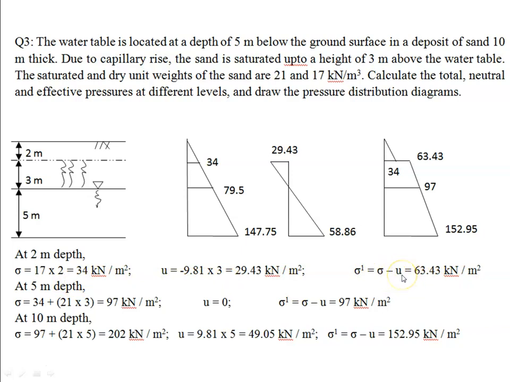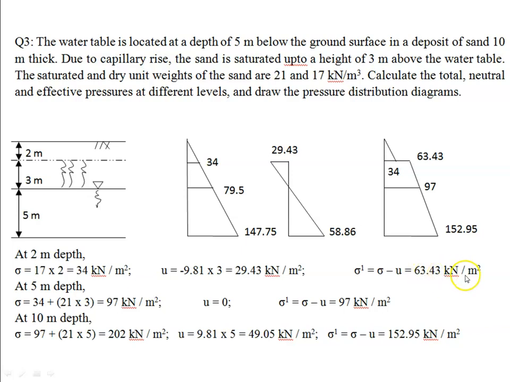This pore water pressure is negative now. Because of capillary rise, the pore water pressure is negative. So it will become plus sigma plus U. So that we will get 63.43.